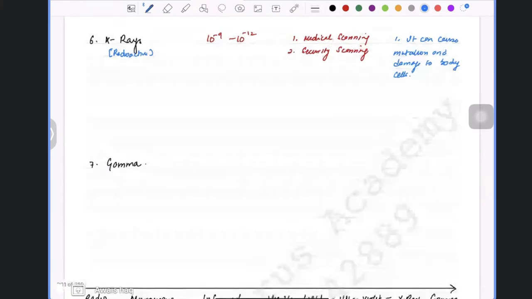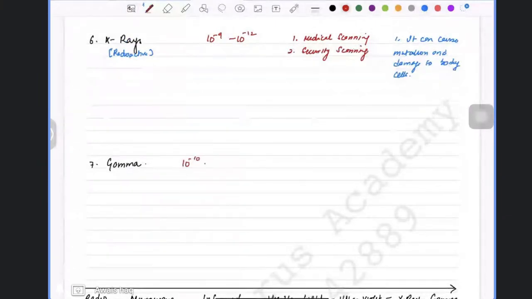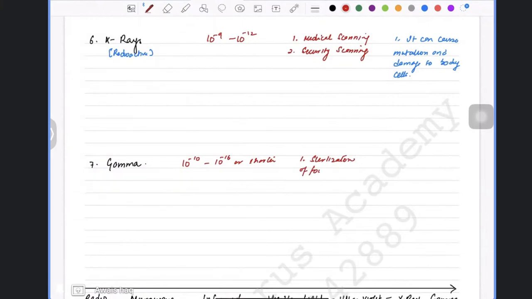Anyway, for gamma rays it's like 10 raised to minus 10, 10 raised to minus 16 or shorter. Like they're the shortest wavelengths amongst all of these. They're used in like sterilization of food. They're used in sterilizing medical equipment, because if you have seen that, they might say some soap kills 99.9% of the germs, but what about the 0.1% of them? They're killed by gamma rays, because gamma rays can kill all living things.